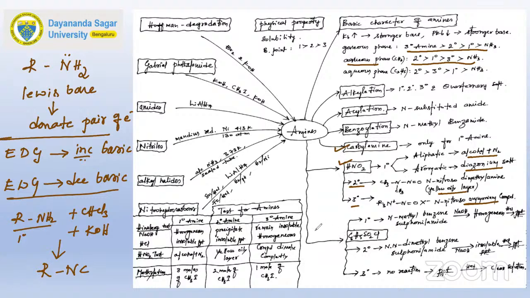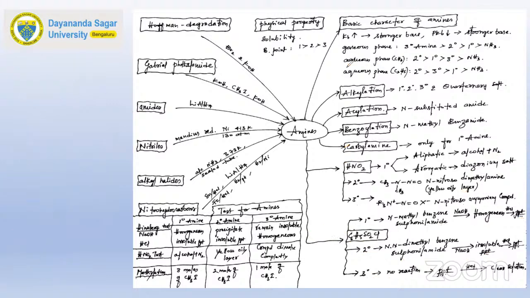Then an important reaction is Hinsberg's reagent. What is Hinsberg's reagent? Benzene sulfonyl chloride. Primary amine reacts with benzene sulfonyl chloride to form a salt which is soluble in NaOH, homogeneous. Secondary gives you a salt which is insoluble in NaOH. And tertiary amine gives a clear solution. Please remember this one, very, very important.